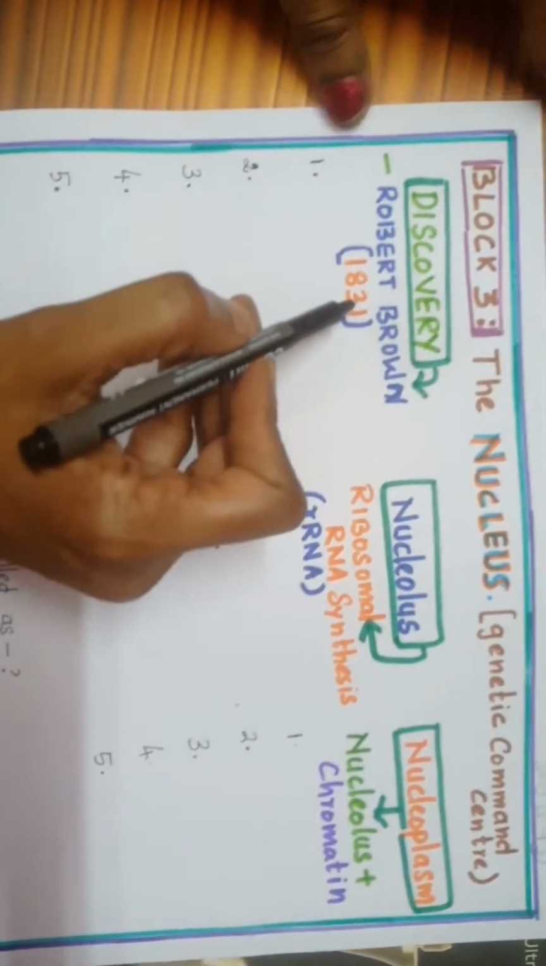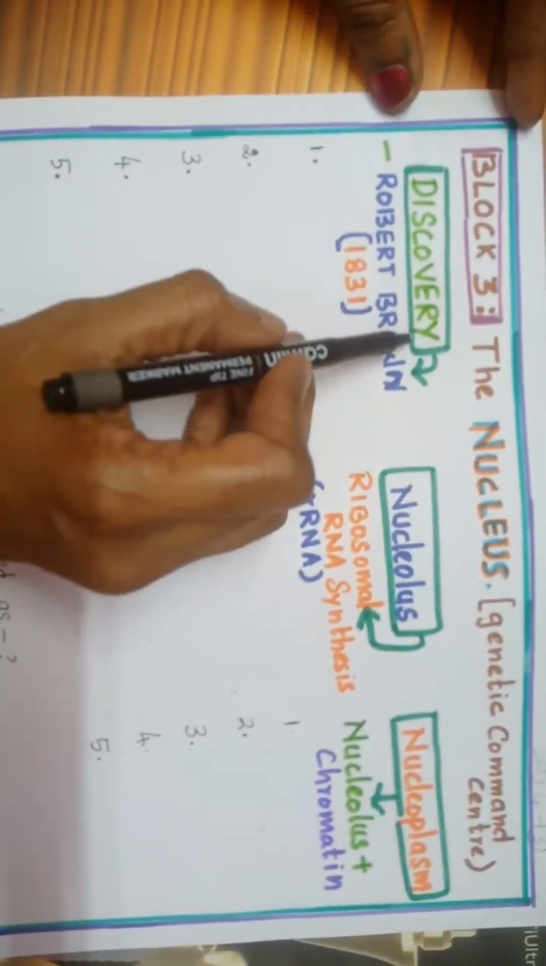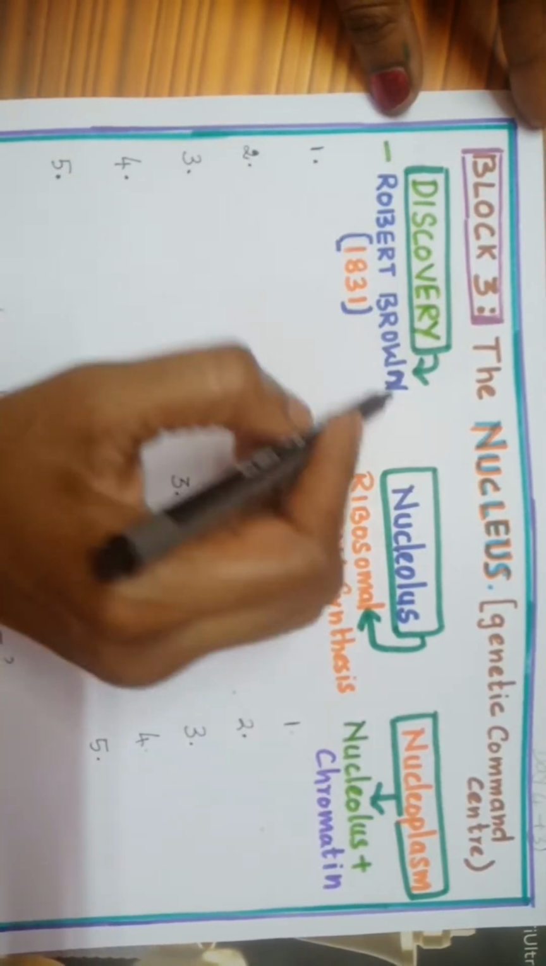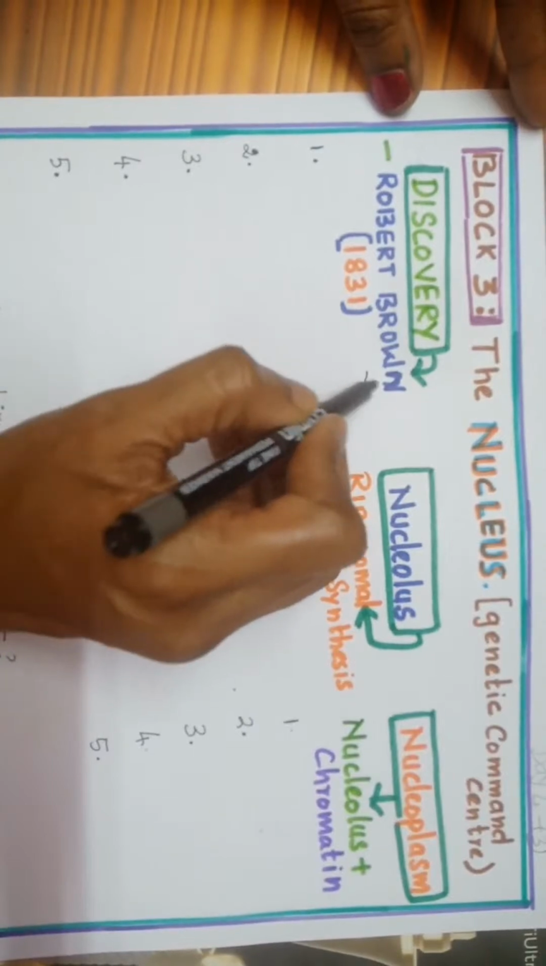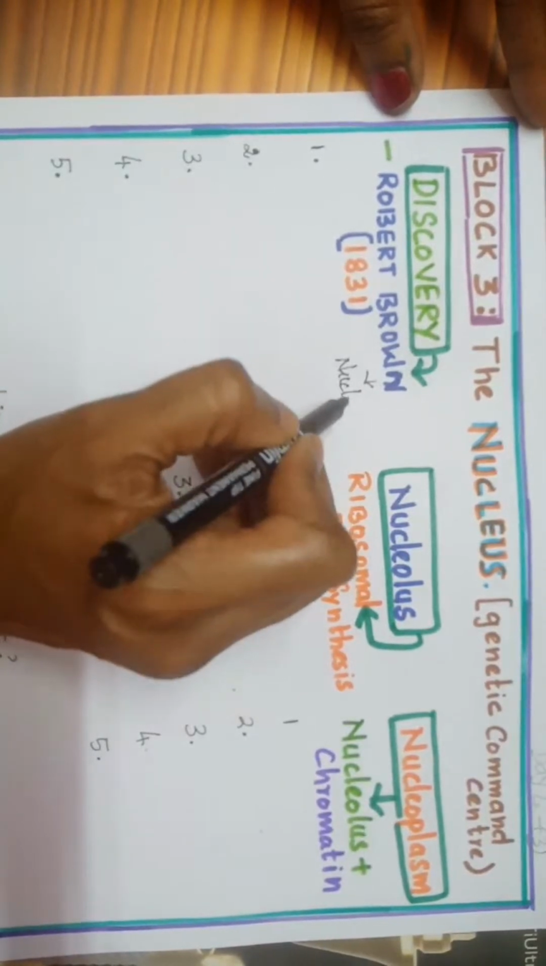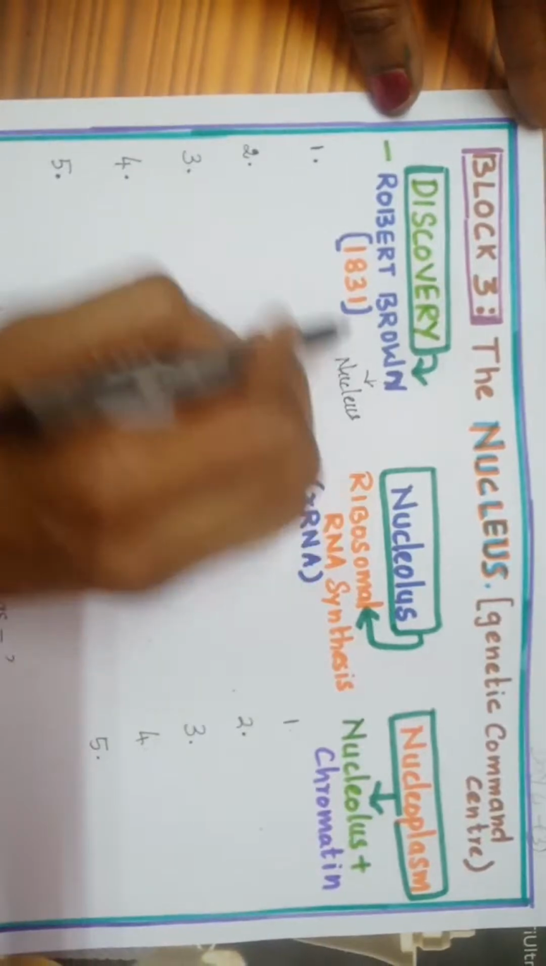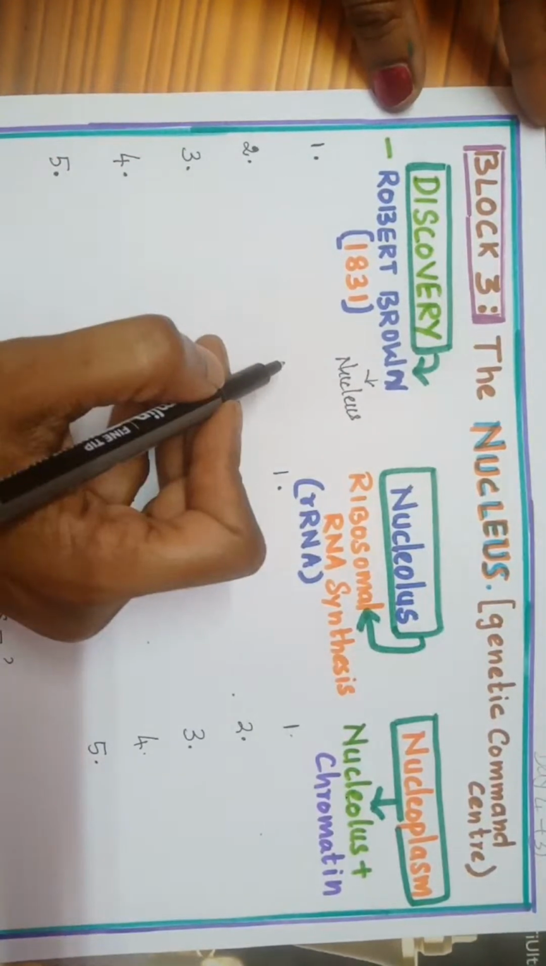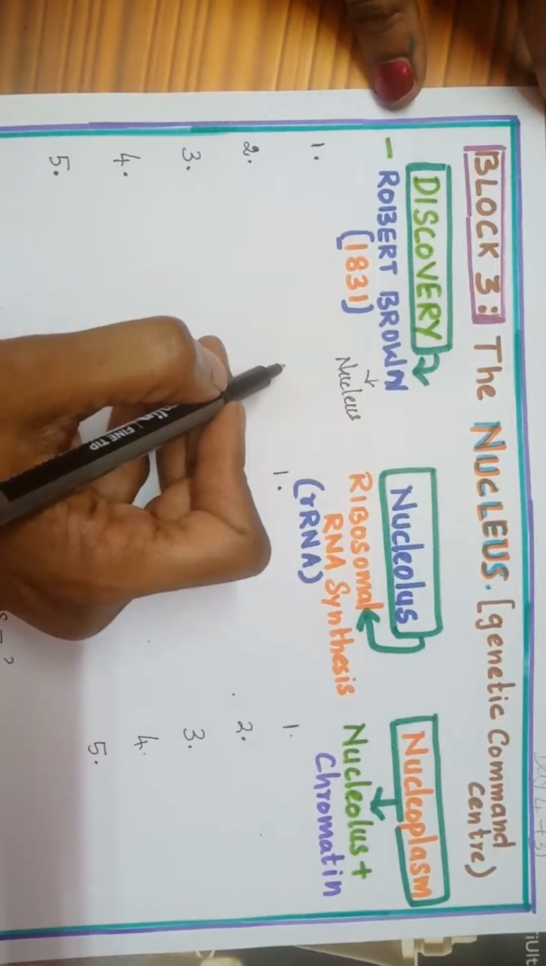Then this is one important question. Discovery of nucleus is by Robert Brown, 1831. I already told you in day 1, N means nucleus. Remember, N to N. Robert Brown in 1831.